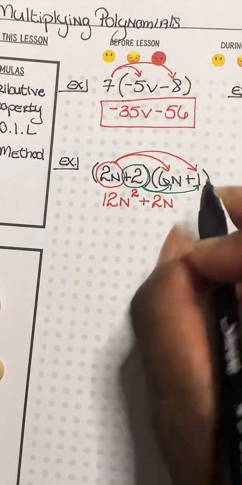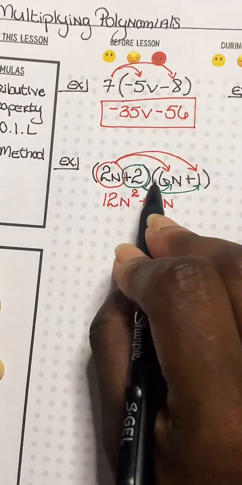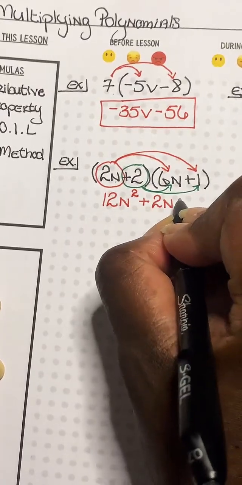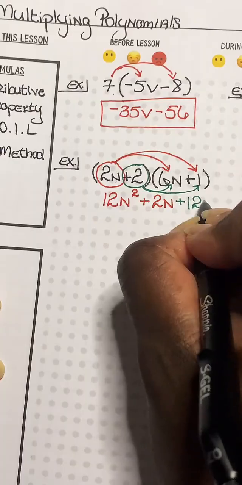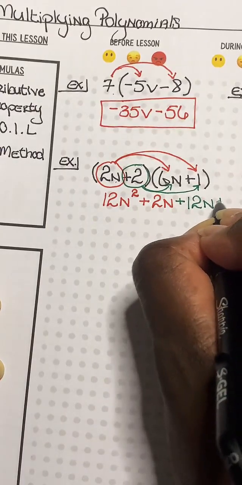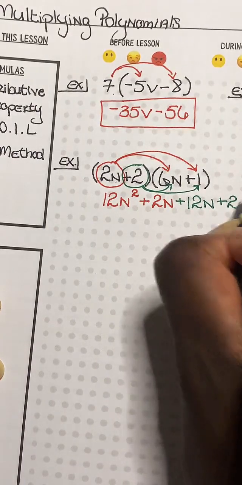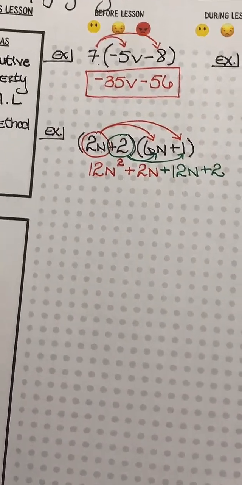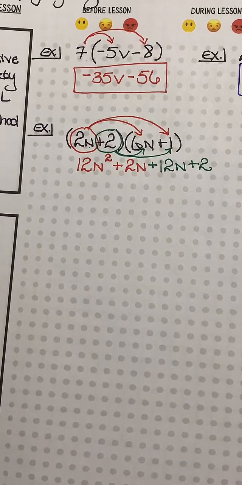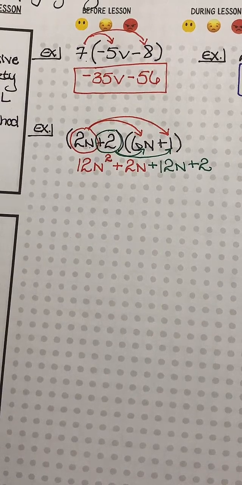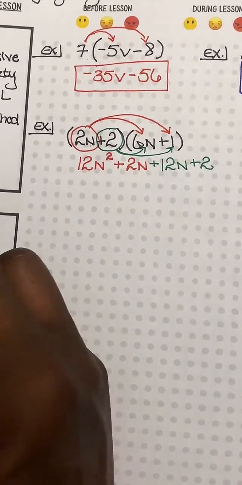Excellent. So, since it's a plus, they're both positive, I'm going to attach that plus: 12n, bring down my plus 2. Okay, how are we so far? Okay, Isaac, yes, I got you. Thank you for putting that plus down. This is Algebra 1. This is Algebra 1.